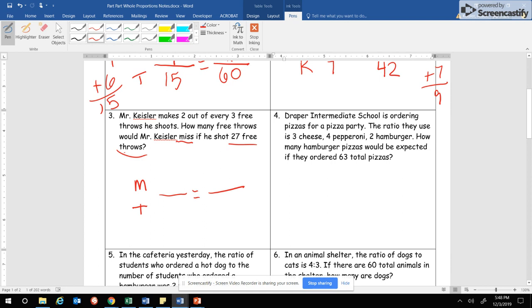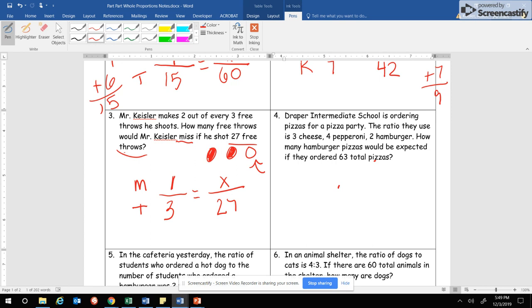Well, if I make 2 out of 3 free throws, so I'm going to put 3 little circles right here. I shot 3 free throws and I made 2 of them. That would mean that I just missed 1 free throw out of every 3 total. So my ratio would be 1 miss to every 3 shot. And then it wants to know if I shot 27 free throws, how many did I miss? So you really got to look at the question on these and really look and ask yourself what the question wants you to answer. And then you can use that to determine your ratio.